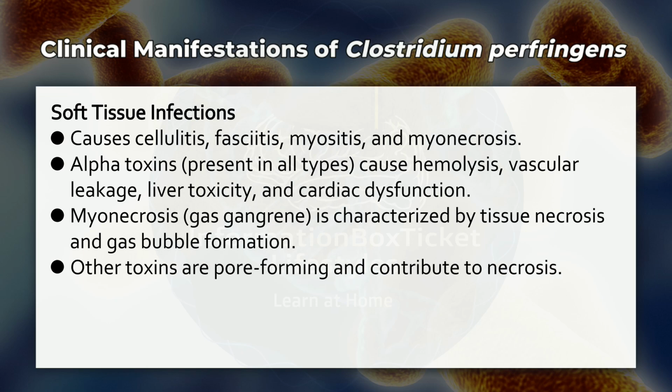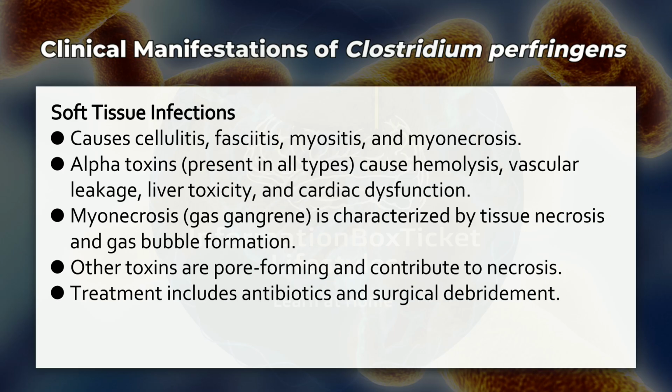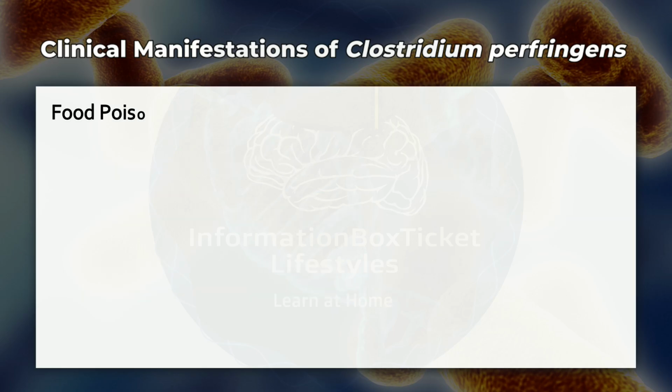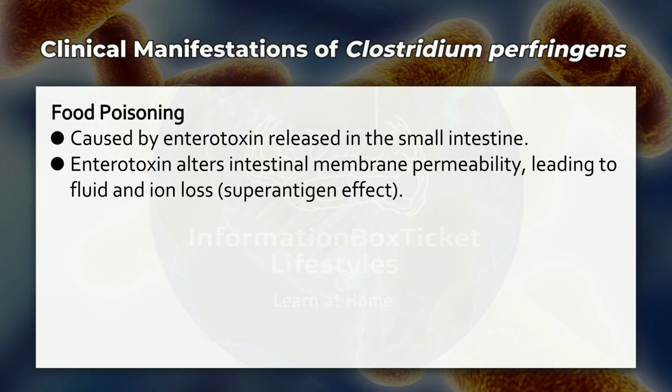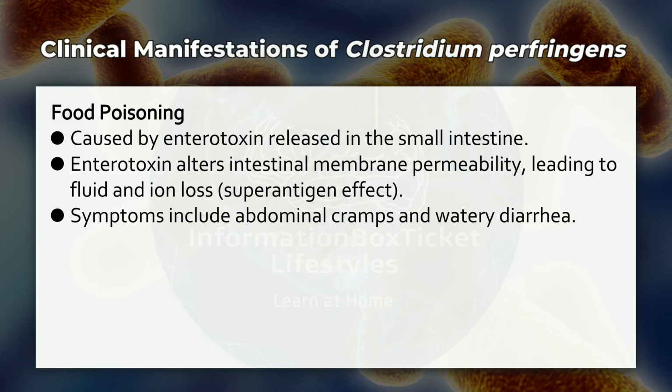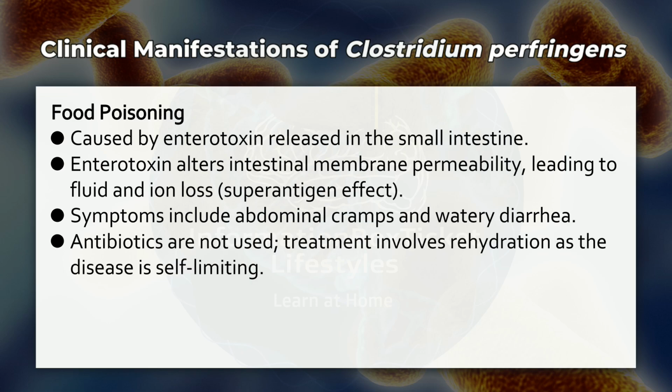Other toxins are pore-forming and contribute to necrosis. Treatment includes antibiotics and surgical debridement. Food poisoning. Caused by enterotoxin released in the small intestine. Enterotoxin alters intestinal membrane permeability, leading to fluid and ion loss, superantigen effect. Symptoms include abdominal cramps and watery diarrhea. Antibiotics are not used. Treatment involves rehydration as the disease is self-limiting.